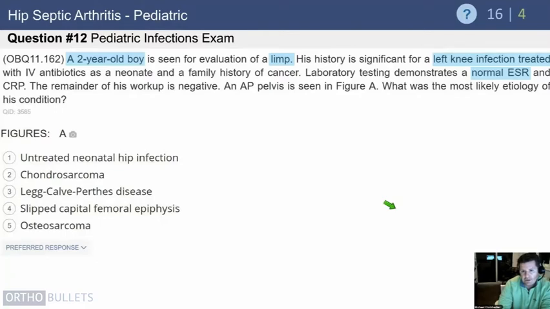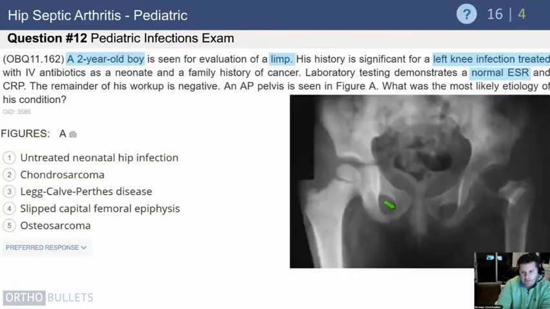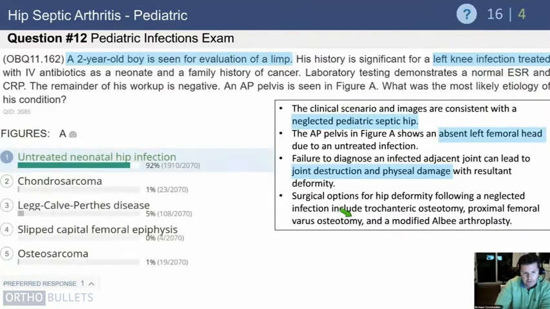Potentially he was sick. It often is not limited to one joint. His laboratory workup is essentially negative, so labs do not show any current infection. You see this x-ray that looks terrible. It looks like the left hip is essentially missing, and this is a very classic picture of untreated neonatal hip infection. So they can be pretty sick and be treated and cured, so to speak, of their infection, even though they may or may not have had treatment.